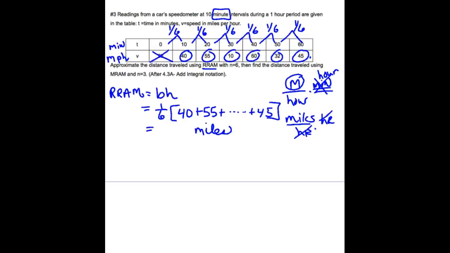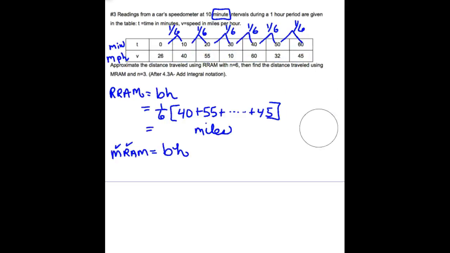Let's also do an MRAM. This is midpoint rectangular approximation. So again, it'll all be about the bases times the heights. I'm going to take this off right now. For the midpoint, you don't know what's happening right in here at 5 minutes. So to accommodate that, what you do for the midpoint is you just make half as many rectangles. So instead of making 6 of them, I'm going to make one rectangle from here to here, one from here to here, one from here to here.